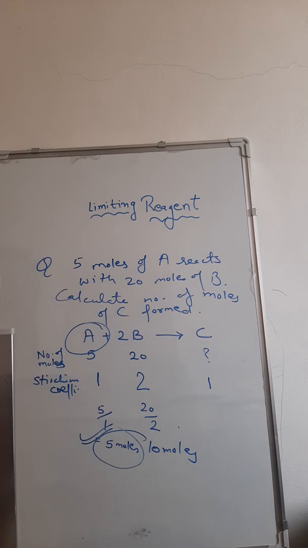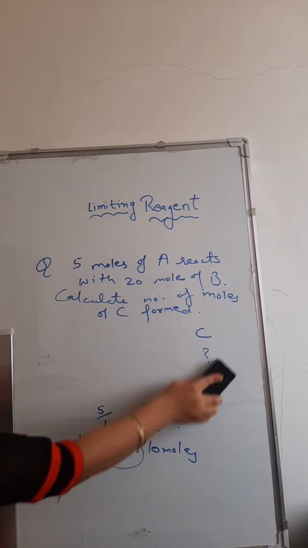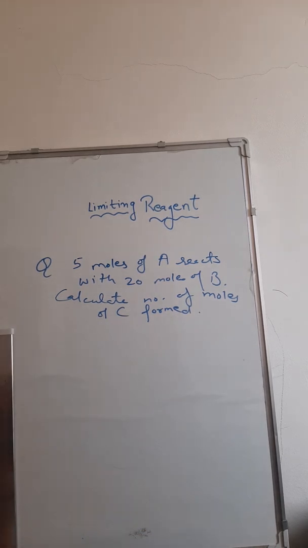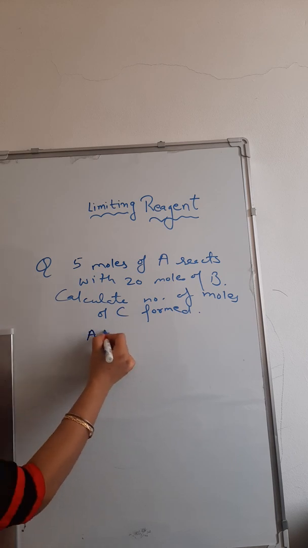So which is the limiting reagent in this equation? That is A. The reactant A is our limiting reagent. So what will we call B? That is the excess reagent in the reaction. Now we'll calculate the number of moles of C formed, which is asked in the question: how many moles of C. How will we find it? We'll continue the same question and write the same equation again.